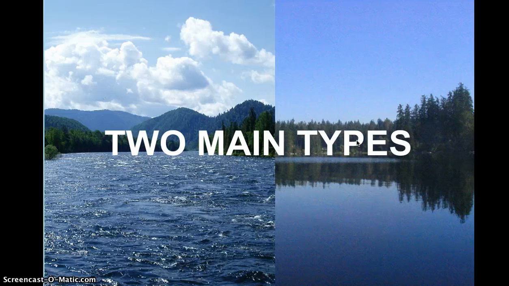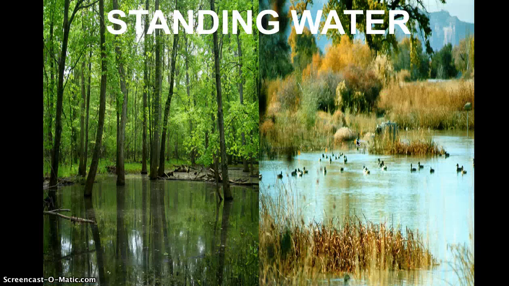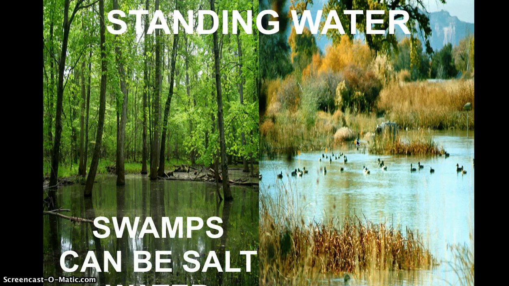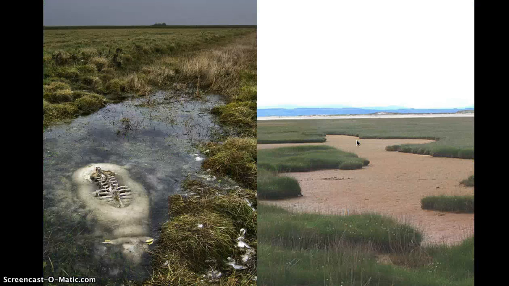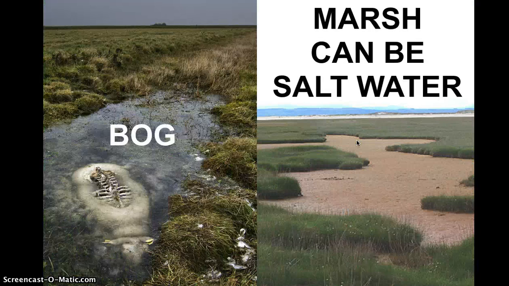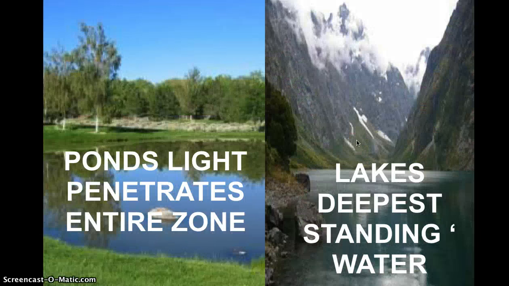There's two main types of freshwater biomes. Flowing, which is also called lotic, and standing, which is called lentic. So to go over some of the standing water, all you have to do is name them: swamps, and they can also be saltwater swamps, so keep that in mind, wetlands, bogs, and marshes, which can also be saltwater.